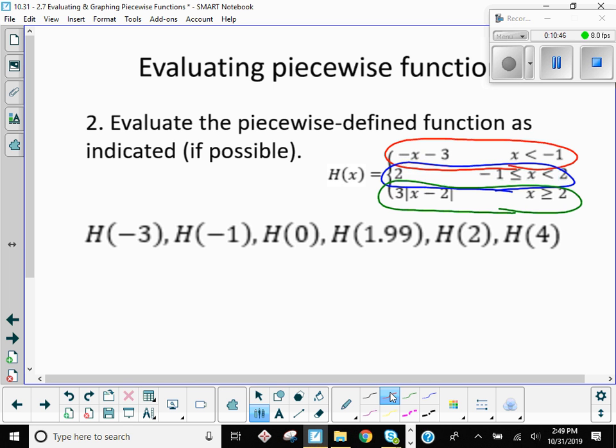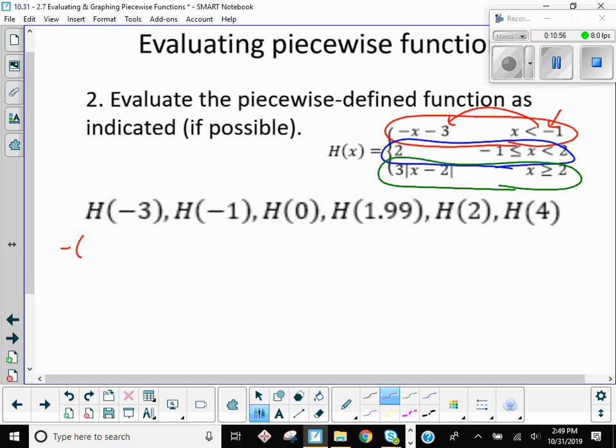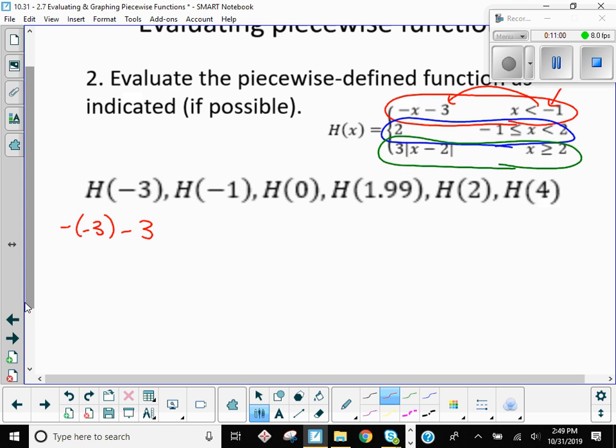Red, because negative 3 is absolutely less than negative 1. So then we plug it into that equation. So it's negative x. X happens to also be negative. So much negativity on this problem. So those cancel out. 3 minus 3 is 0. Who got 0 for that one? Excellent. Okay.